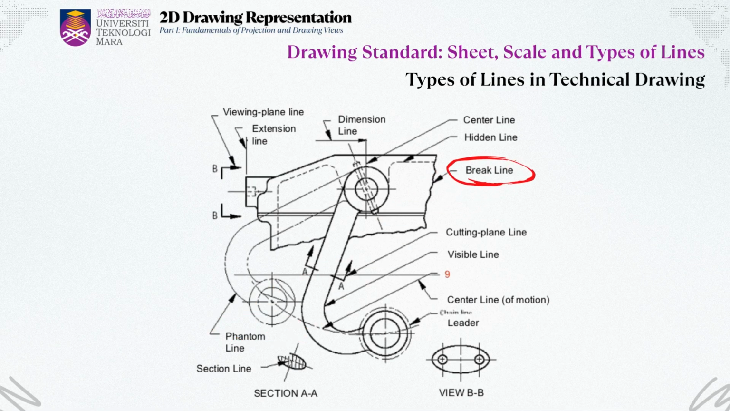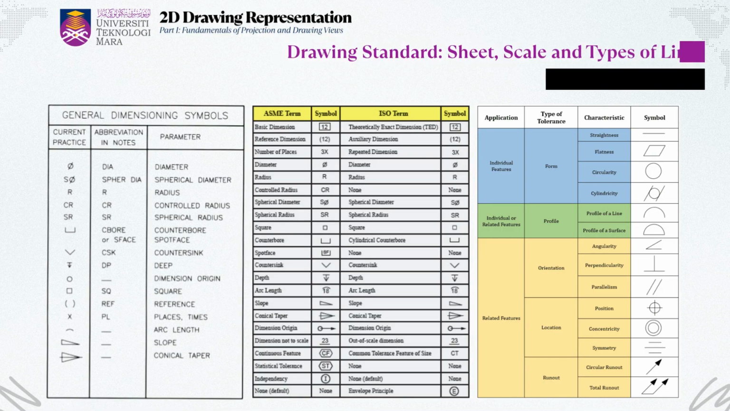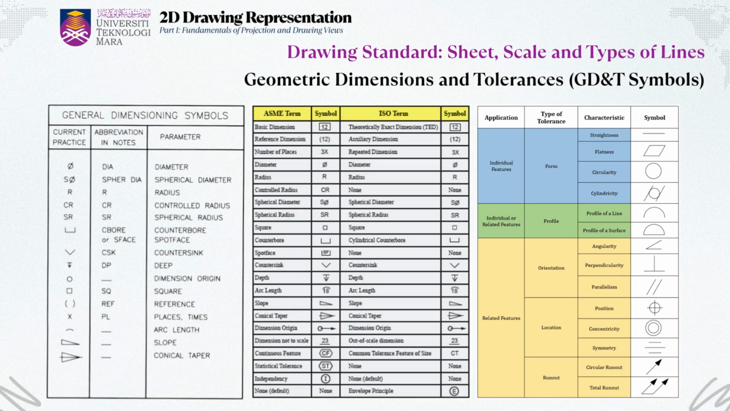Break lines are used to cut out a part of the drawing when it's too long to show completely. Geometric dimensions and tolerances, GD&T, a system used in technical drawing to control and describe the shape, size, and allowable variation of parts in manufacturing. GD&T helps ensure that a part functions properly, even if there are small differences during production.